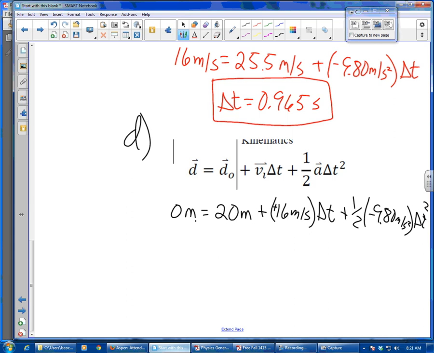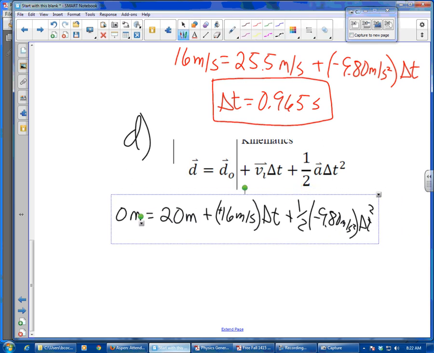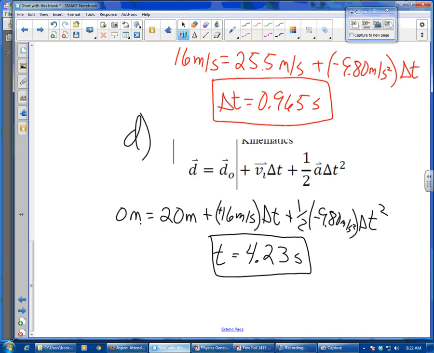And I solved that for t. T squared. Solve that and I get 4.23 seconds. Would you like me also to do it the segmented way? No? All right. We're good on that problem then.